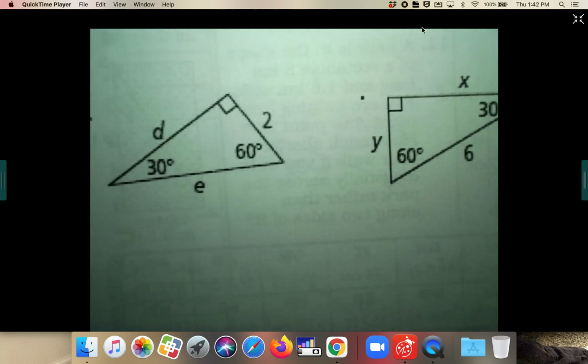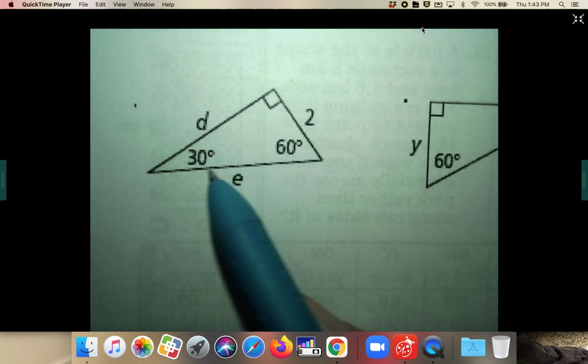All right, let's look at the bottom of this page. Another 30, 60, 90 triangle.